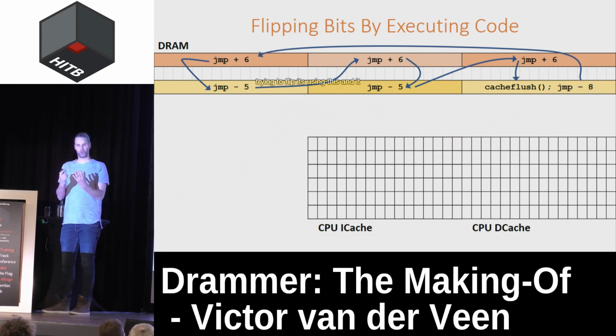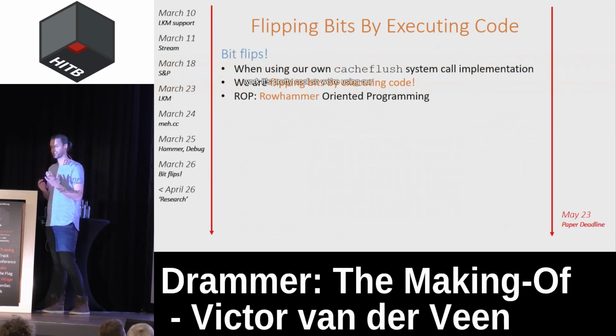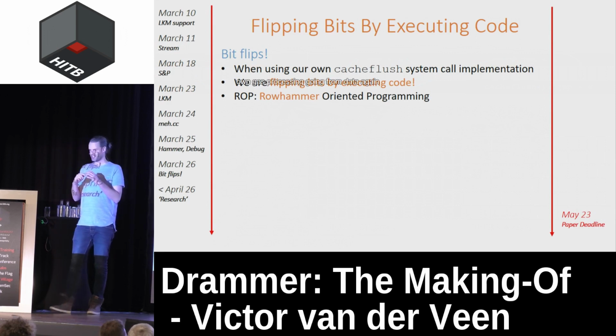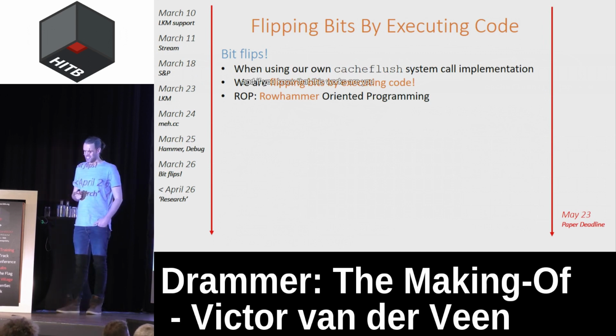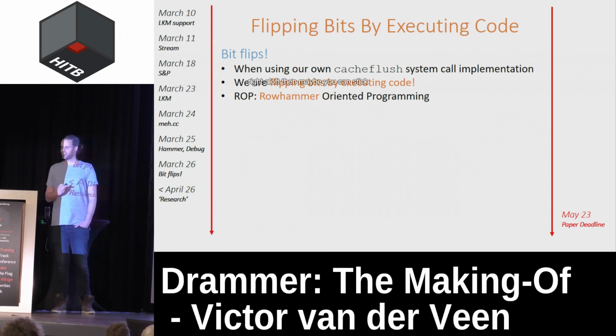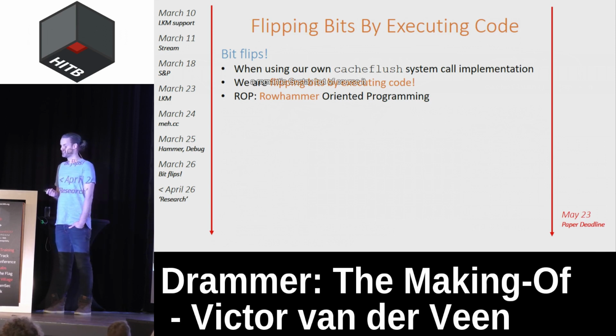So we're executing code and trying to flip bits using this. And it worked. It's pretty cool. We were using our own cache flush system call implementation again, and we were flipping bits by executing code. And if you know that this works, now you can do things like rowhammer-oriented programming, where if your gadgets are right enough, then maybe you can stitch the gadgets in such a way that you're doing a rowhammer attack.